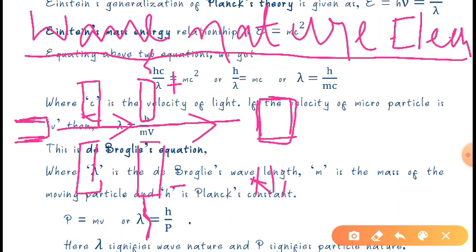So when this electron hit this nickel crystal, what happened then? You see, the electron got diffracted. This electron has got diffracted from the molecular layer of the crystal. This means you can say this electron beam has diffracted like this.